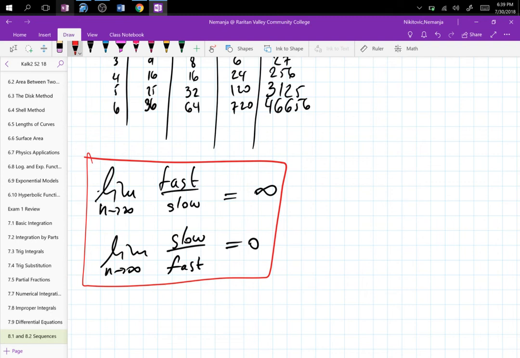That's it. Sequences, right? Done. I can ask what sequences at this point.